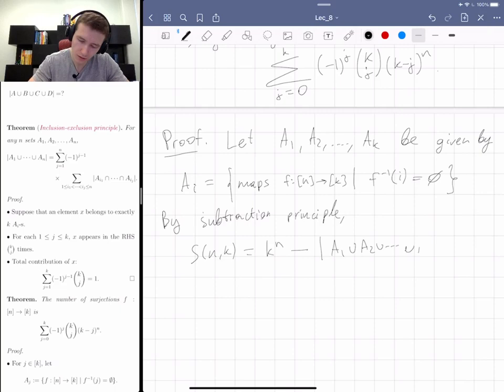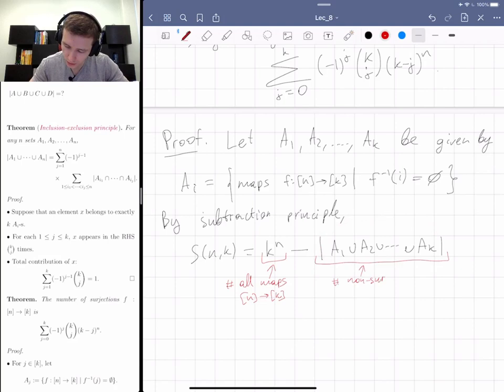So this k to the n is the number of all maps from [n] to [k] without any restrictions. And then I subtract the union, which corresponds to the number of non-surjective maps from [n] to [k]. Because to not be a surjection, you have to belong to at least one of these A_i's. Okay. S(n,k), as in the Stirling number.